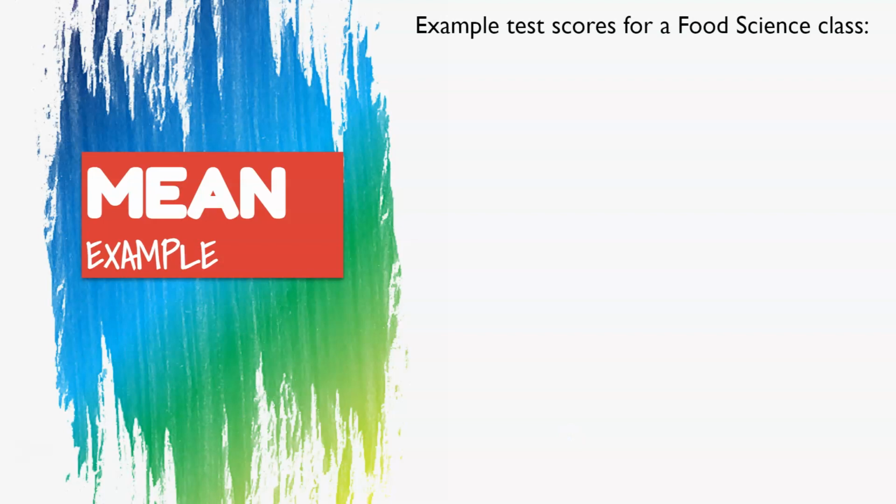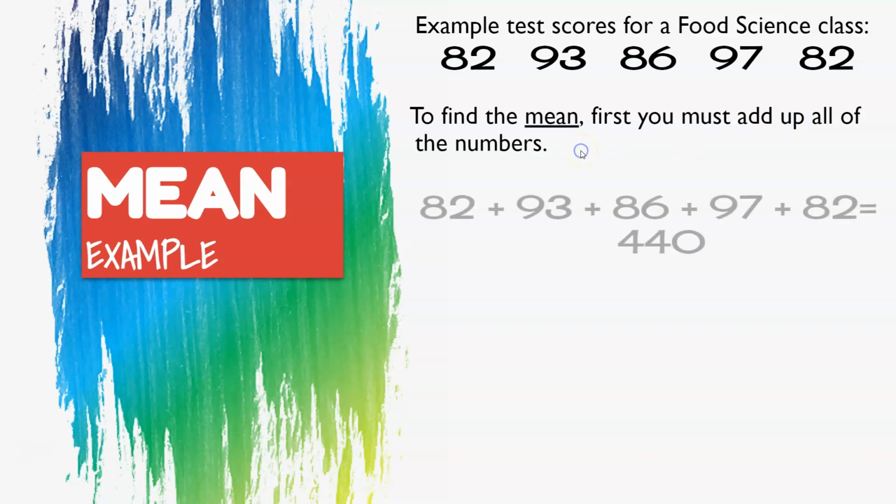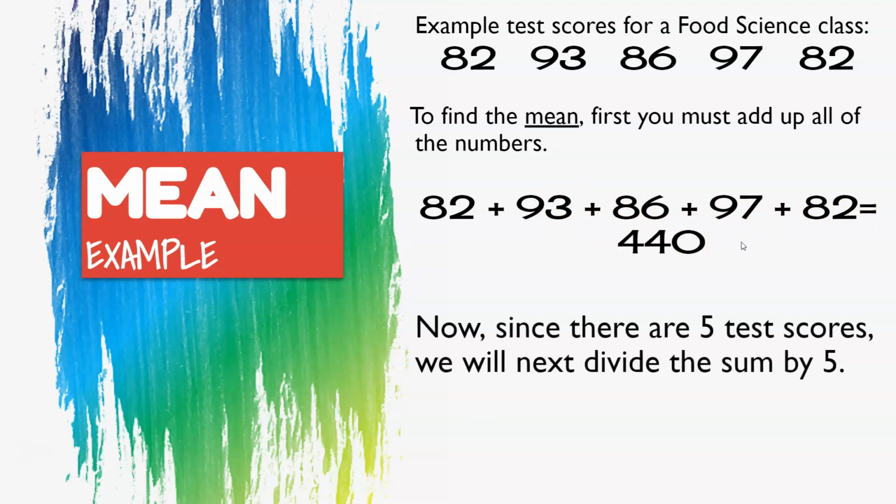So here's an example. We have some test scores. These are imaginary test scores. So on an exam, 82, 93, 86, 97, 82. To find the mean of this, you have to add all of these up first. So if we put this into a calculator or did some mental math, we would come up with 440. And then since we had 5 test scores, 1, 2, 3, 4, 5, we would be dividing the sum, which is 440, by 5. So 440 divided by 5, and we have a mean score of 88.